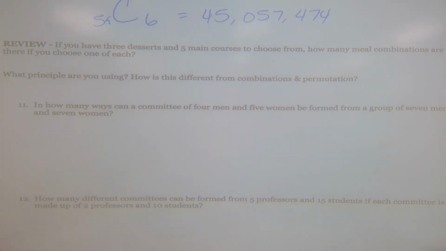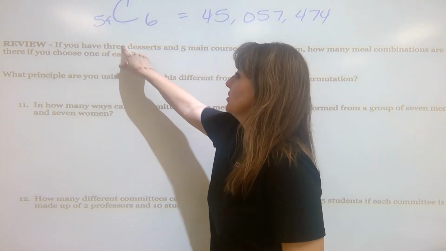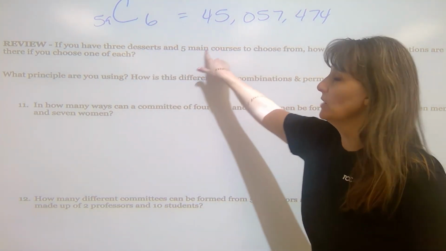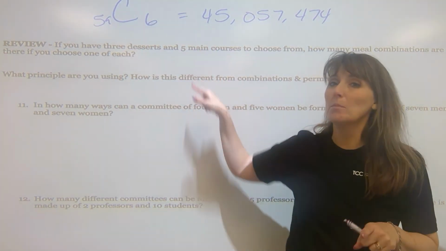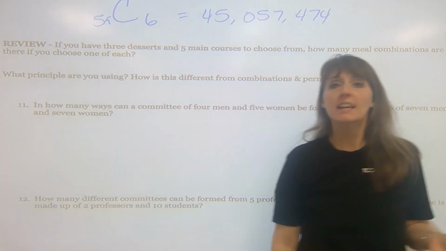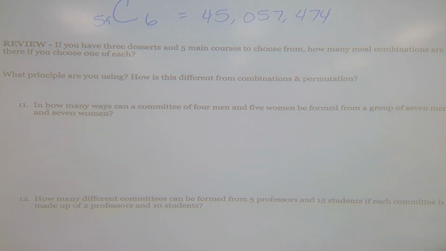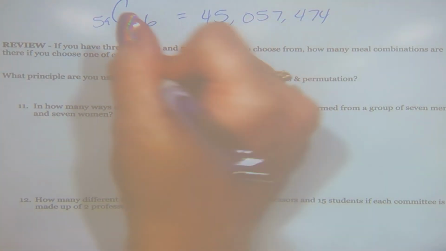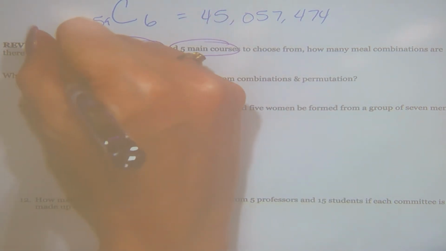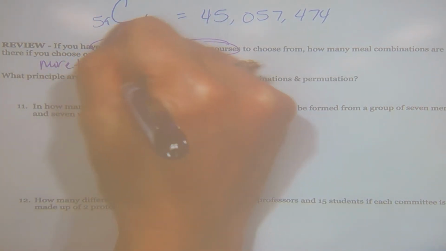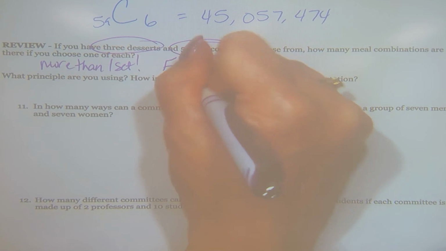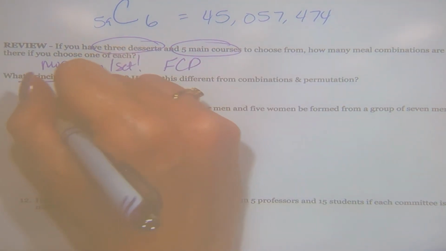Well, do I have just one set? Because if I'm doing permutations or combinations, I have to be dealing with just one set of people or things, in this case, food. No, I have a set of desserts to pick from, and I have a set of main courses to pick from. So this is not a combination or a permutation problem. It's fundamental counting principle. Because I have 2 sets, more than one set, I'm using the fundamental counting principle.